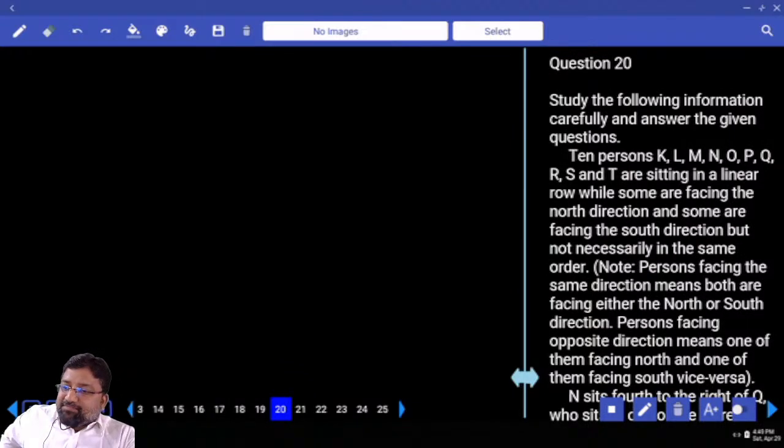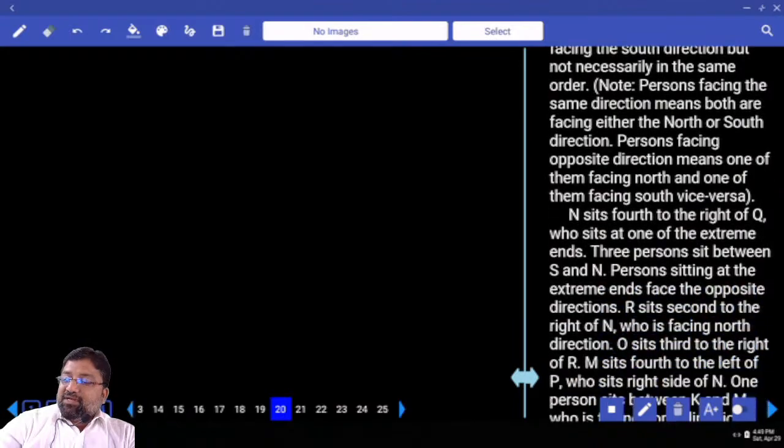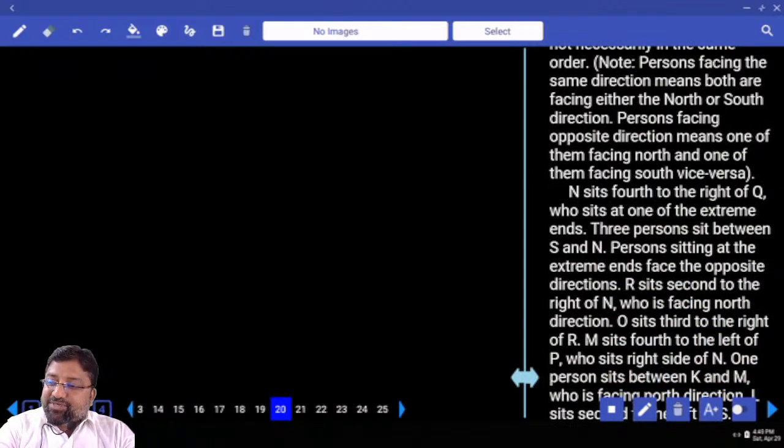10 persons, K, L, M, N, O, P, Q, R, S and T are sitting in a linear line, while some are facing north direction and some are facing south direction, but not necessarily the same one. Single row, but you have some people facing north and some people facing south. N sits fourth to the right of Q, Q who sits at one of the extreme ends of the lines. Only 3 persons sit between S and N.